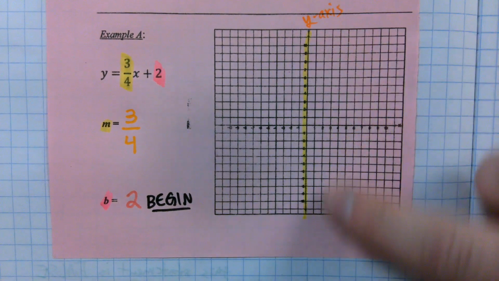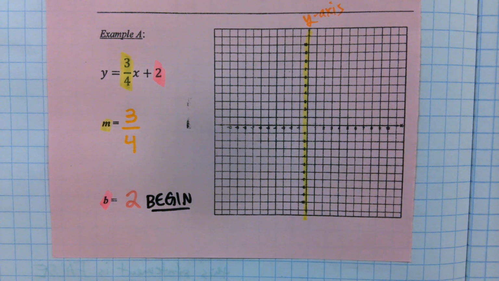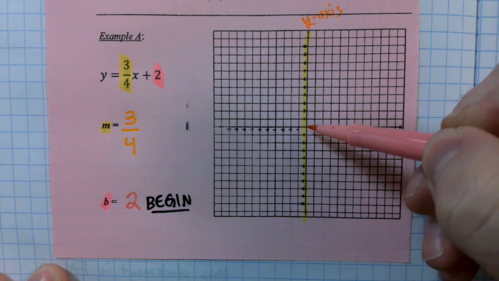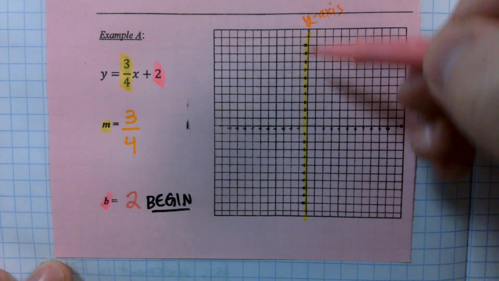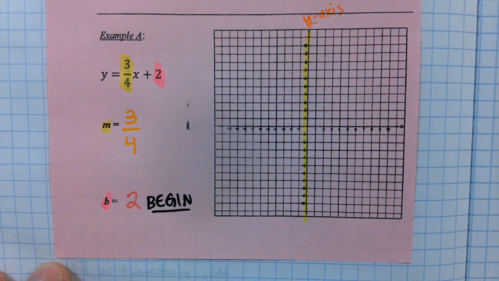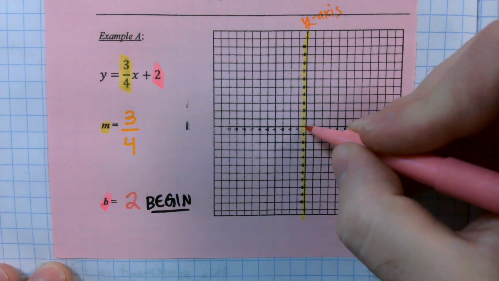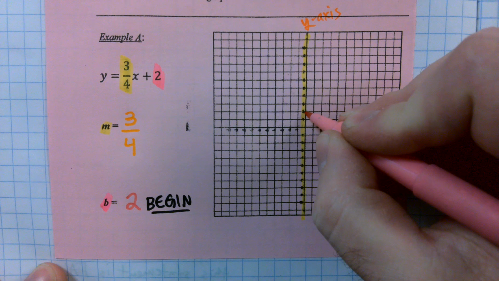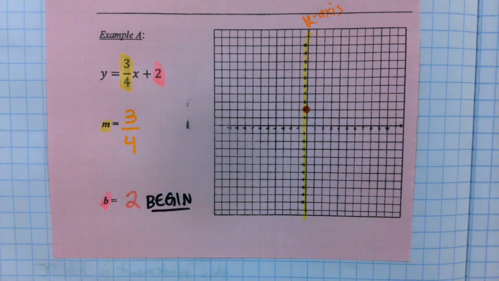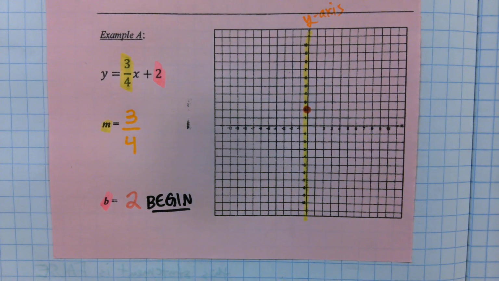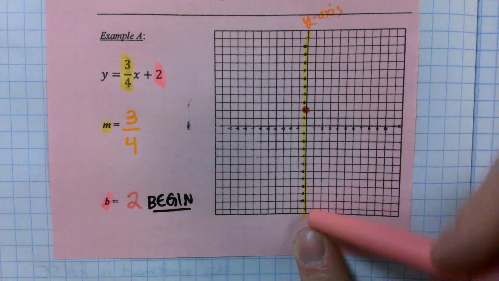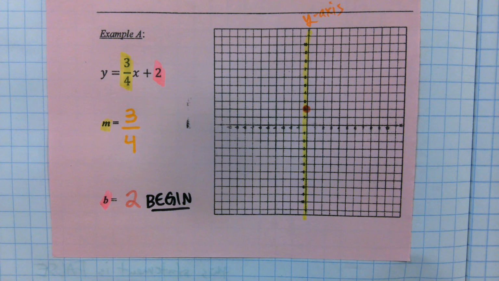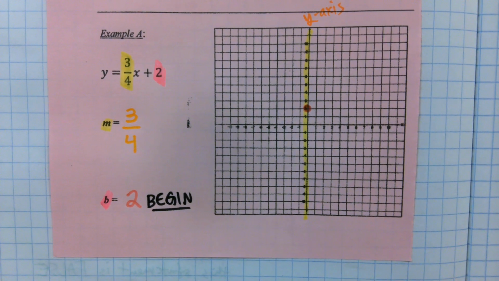So on this yellow highlighted line, where is positive 2? Is it up top or down below? It's up top. We just find the number. I know it's kind of hard to see the numbers, but from the origin, we go up to positive 2, and we begin by making that first dot. No coordinates needed, because we know that my b lands on this line every time. It intercepts the y-axis.